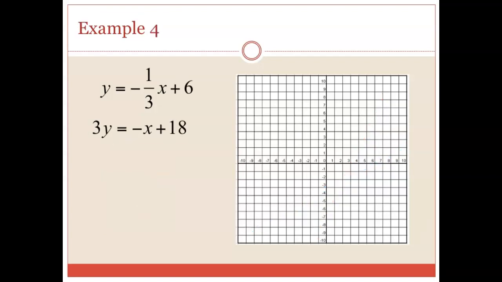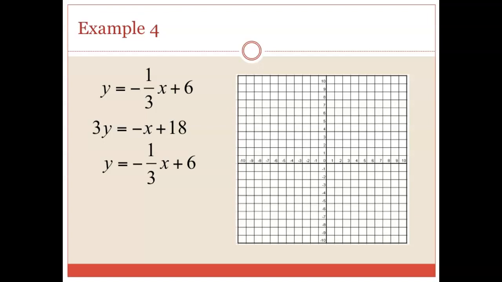Alright, the last example. y equals negative 1/3 x plus 6 and 3y equals negative x plus 18. Now you'll notice in the second equation that we don't have this equation yet in slope-intercept form. So I'm going to put it into slope-intercept form by dividing both sides by 3. So dividing both sides by 3 will leave me with y equals negative 1/3 x plus 6. Now you'll notice that means that these two equations are actually exactly the same.